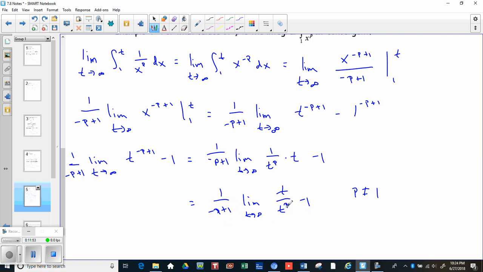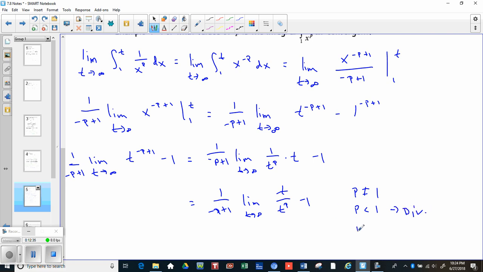If p is a value which is less than 1, so maybe p is 1/2, I would get t over t to the 1/2. Well, anytime the numerator's power is greater than the denominator's power and you take the limit as t approaches infinity, this is going to go off to infinity. So I'd have infinity minus 1, which is just some other form of infinity, times some constant. So it's going to be infinite. This would be divergent if p is less than 1.